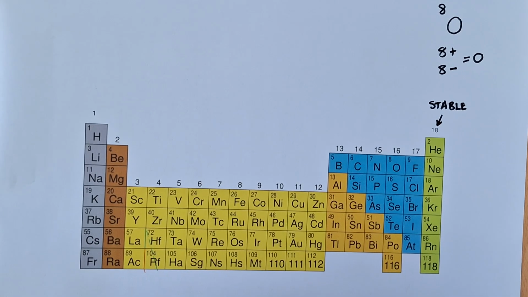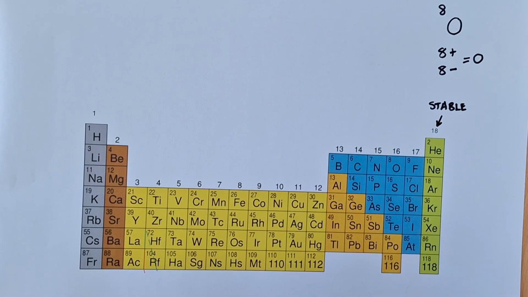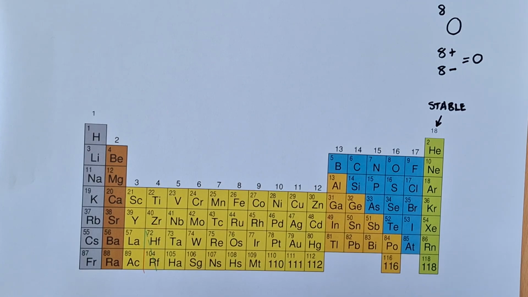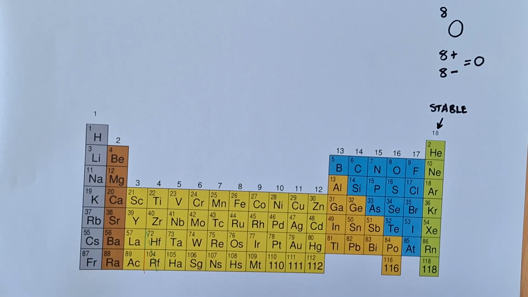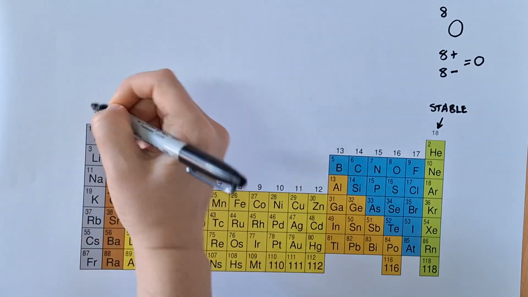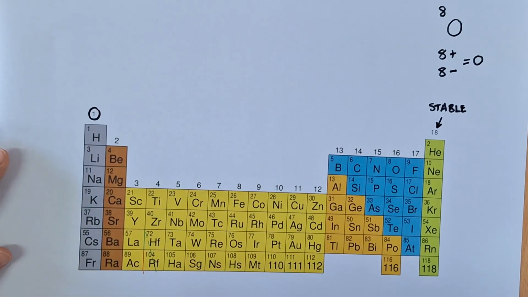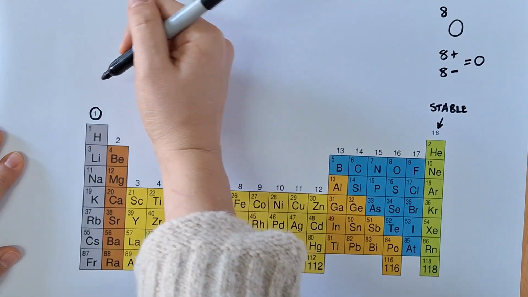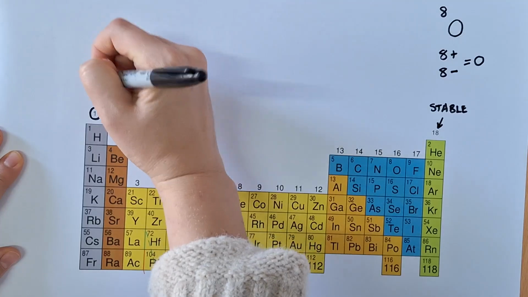All of these other elements between groups 1 and 17, though, are unstable, and that's because their final shell of electrons is not full. We can tell how many electrons an element has in its final shell by looking at the group number at the top of the column. So if we look at group 1, all the elements in this group will have 1 valence electron in their final shell. Valence electron is the word we use to describe the electrons in the final shell.